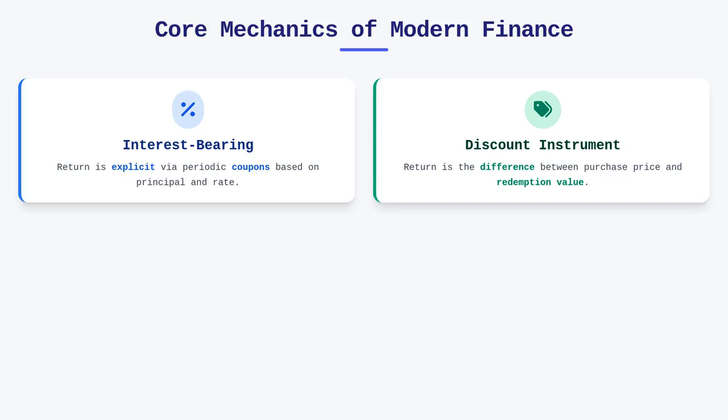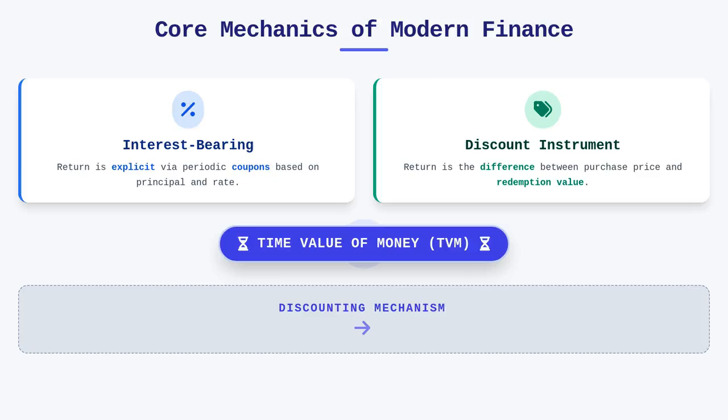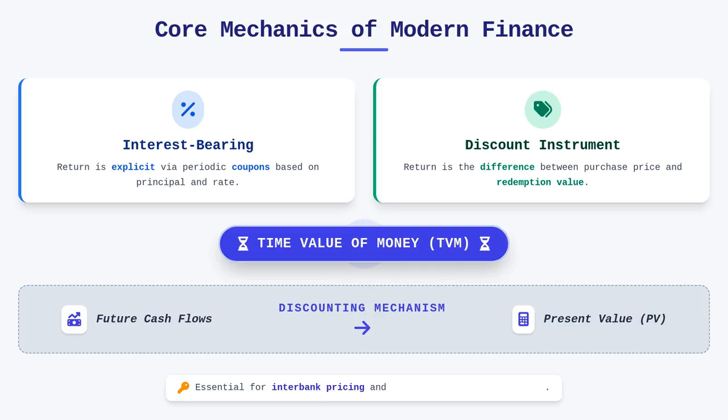The fundamental economic principle connecting these concepts is the time value of money, which dictates that a unit of currency today is worth more than the same unit in the future. To equate these two positions, we utilize the discounting mechanism, which strips away the interest component from future cash flows to determine their current or present value. Mastering this operation is essential for pricing virtually any short-term liability or asset in the interbank market. Without a firm grasp of these mechanics, it remains impossible to decompose the value of complex interest rate products effectively.